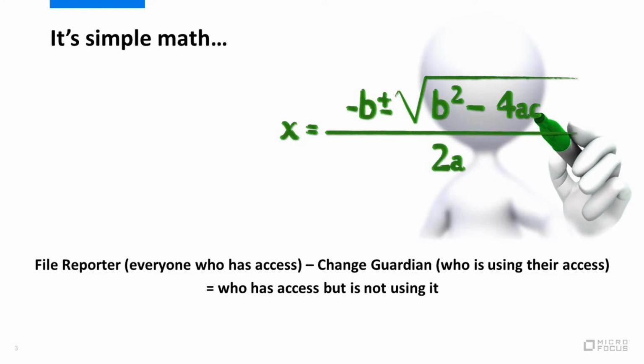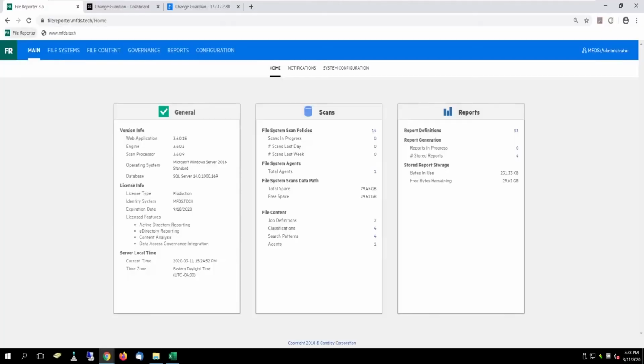To determine who's not using the access that they have been provisioned with, it's simply a matter of taking the reports from File Reporter, listing everyone who has access, and from that removing all of those users who are using the file system. What you are left with are users who, even though they have permissions to the file system, are in fact not using it. So we're going to start our analysis in File Reporter.